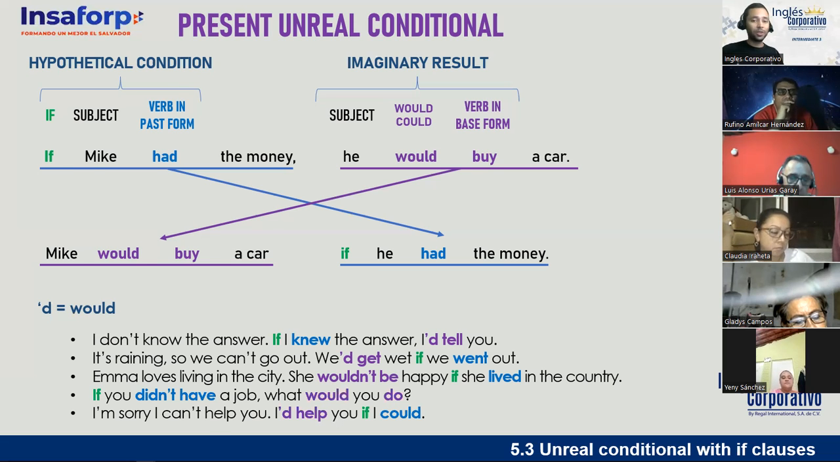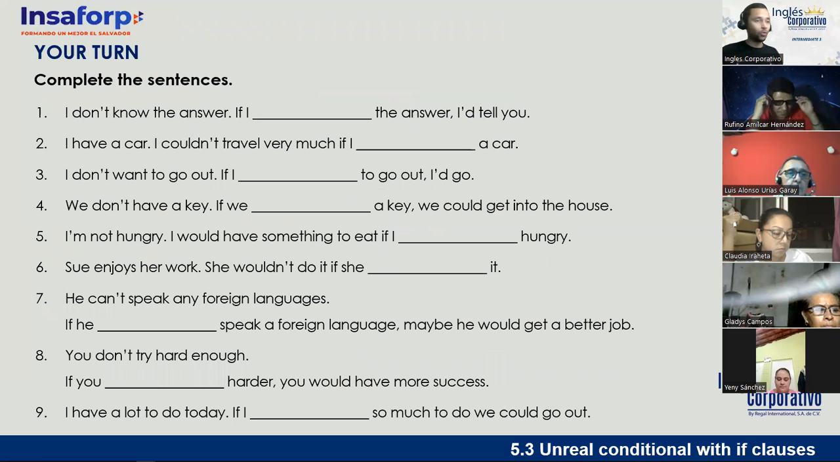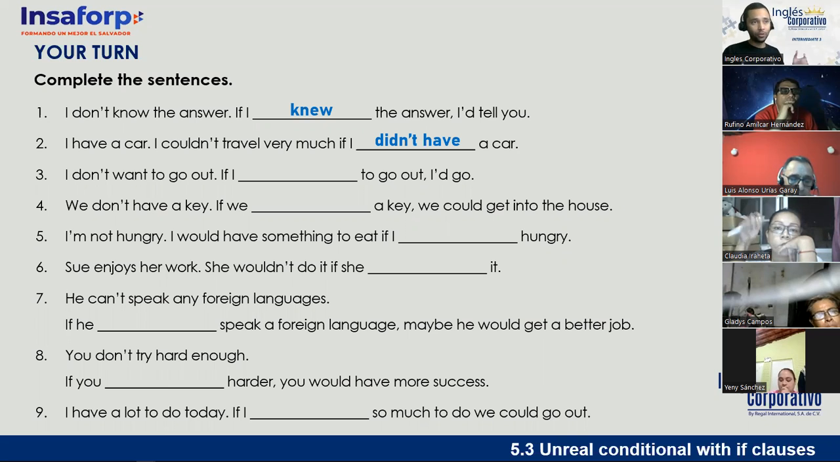It's the same explanation from yesterday. There's the exercise which we solved yesterday also. We are not going to do it again because we did yesterday, but we're going to use it as an example. Okay, you have the first one. I don't know the answer. If I knew the answer, I would tell you. Si supiera la respuesta, te la diría. I have a car. Now, I couldn't travel very much if I didn't have a car. No podría viajar mucho si no tuviera carro. I don't want to go out. If I wanted to go out, I would go. Si quisiera salir, iría. Number four, we don't have a key. If we had a key, we could get into the house. Si tuviéramos una llave, podríamos entrar a la casa.